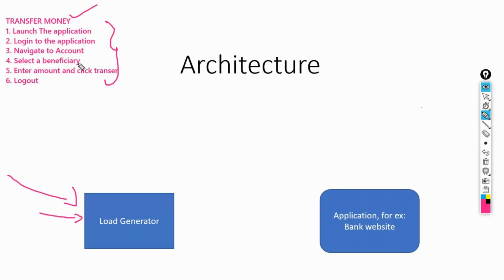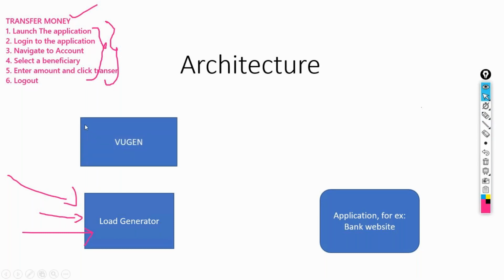Then how do I run these steps? That means I need to have some script, something which I can run with these users. So I need to develop or record a script for these steps. So who will do that? There is a component called Vugen, using which we record the flow, or we generate the script, or we develop the script. So we follow the steps and we record the script, right?